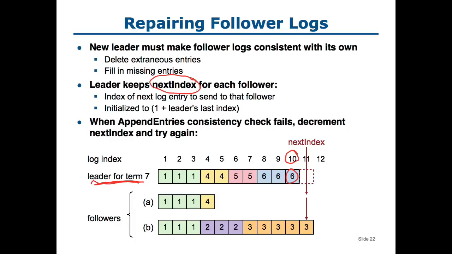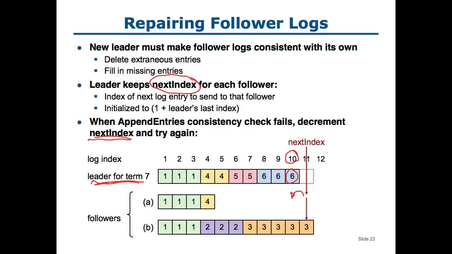So when this message arrives at follower A, it's going to compare this term and index with its own log, and it has no matching entry there. So it's going to reject the append entries request. When the leader sees this rejection, its response is very simple. It just reduces next index by one. So we'll drop index back to 10, and then we'll try again.